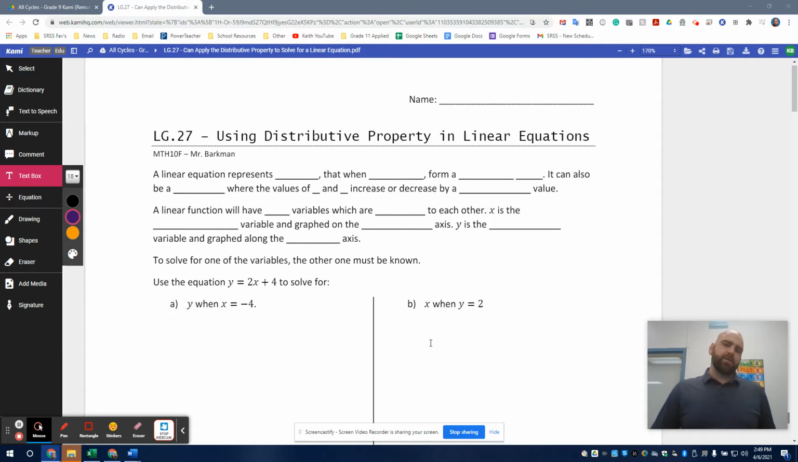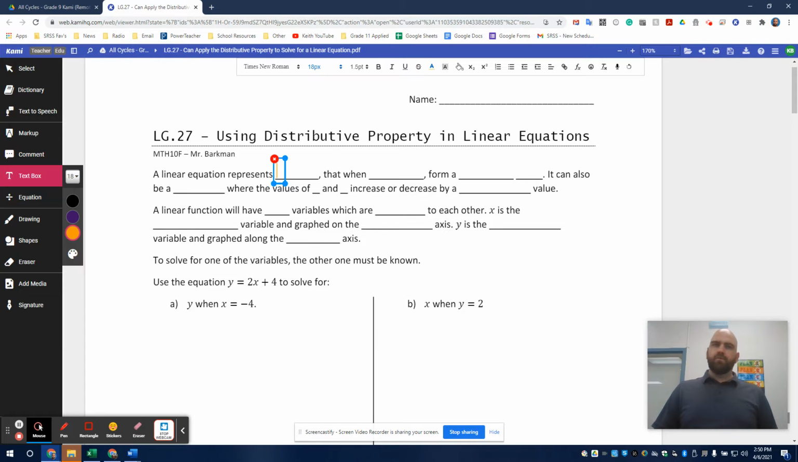All right, so we're going to be taking a look now at learning goal number 27. That's using the distributive property in linear equations. So we're going back to linear equations and we're going to be taking a look at how we solve them, but now we're going to add in a little bit of a wrinkle as to how to go through brackets. And we're going to do a little bit of review as well.